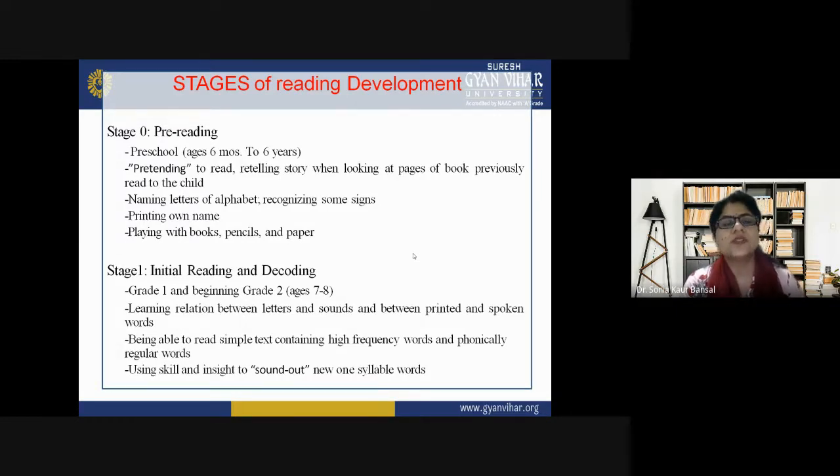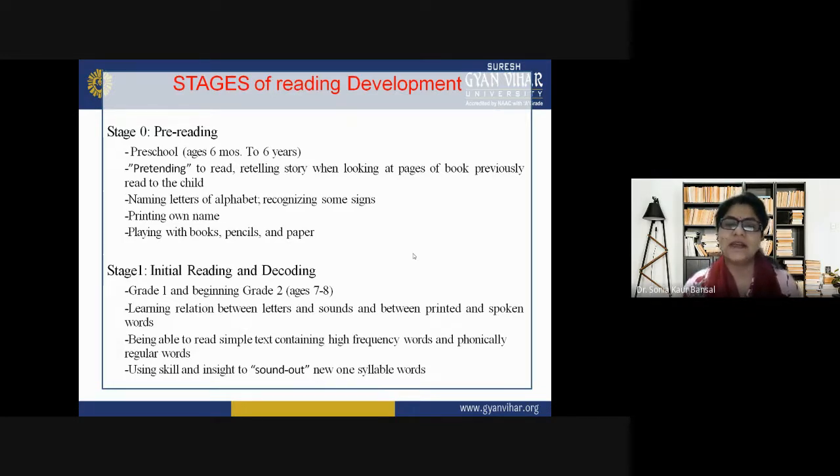So stage 0 is related to preschool, where the child is not going to school. He hasn't started going to school and home is everything for him. Now, pretending to read: maybe the child is holding a newspaper or a book in his hands, and he's just pretending to read. I'm reading. Retelling a story when looking at pages of books previously read to the child.